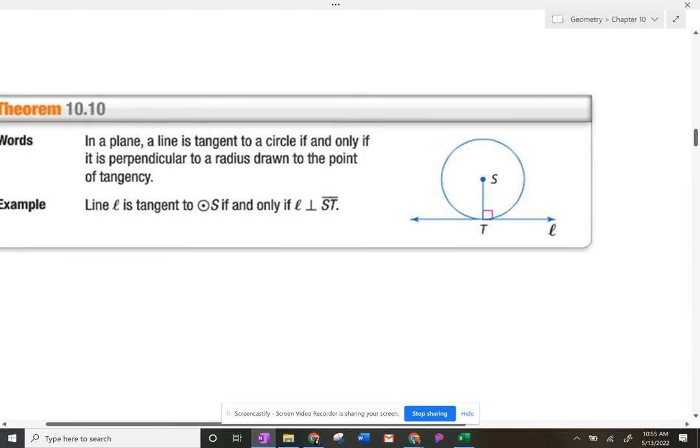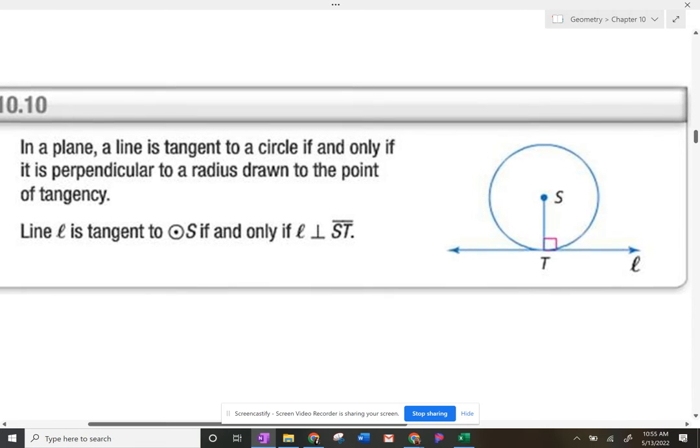So here is kind of the rule that goes along with those tangent lines. When you have a tangent line, from the radius to that line, they are going to be 90-degree angles. It's going to be perpendicular to each other. Guaranteed.